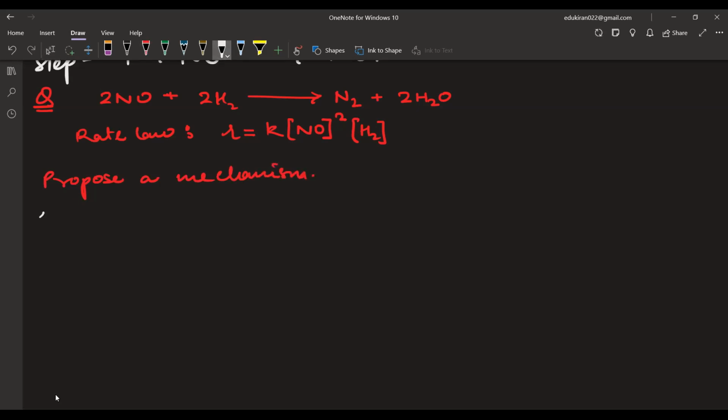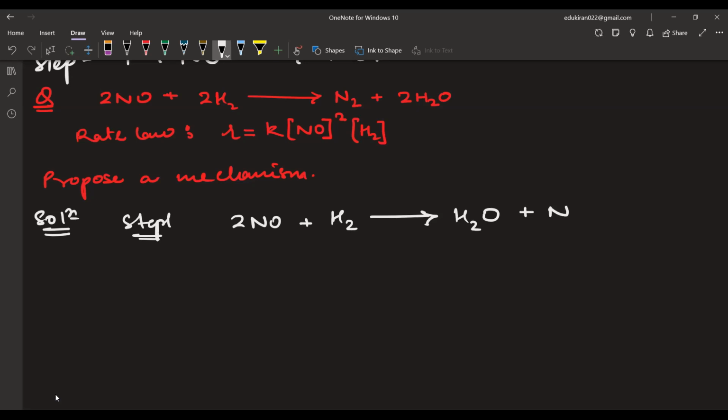Okay. So Ahmed, since you asked, tell me what will be the step 1? Step 1 will be 2NO plus H2 gives, one H2O will form, right? Here you can see H2O. Now what is left? N2 is left. That is it, right? Yes sir.